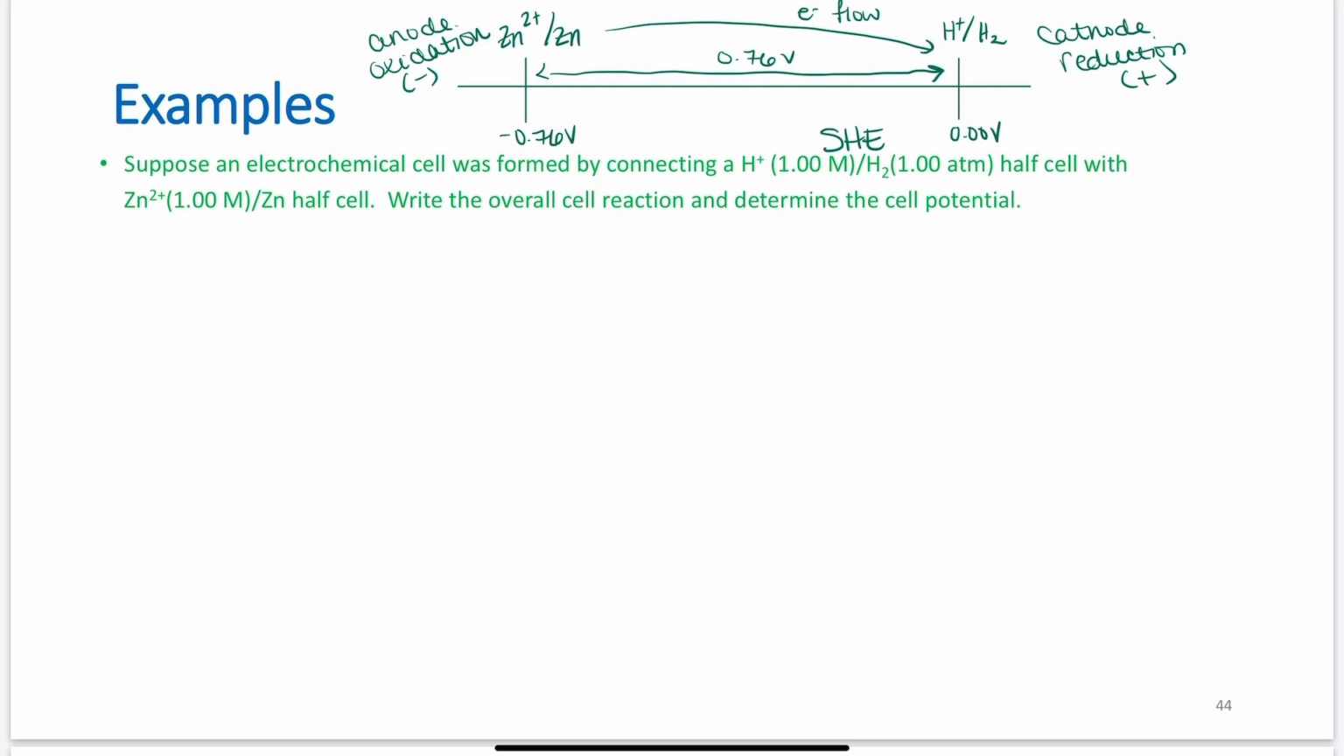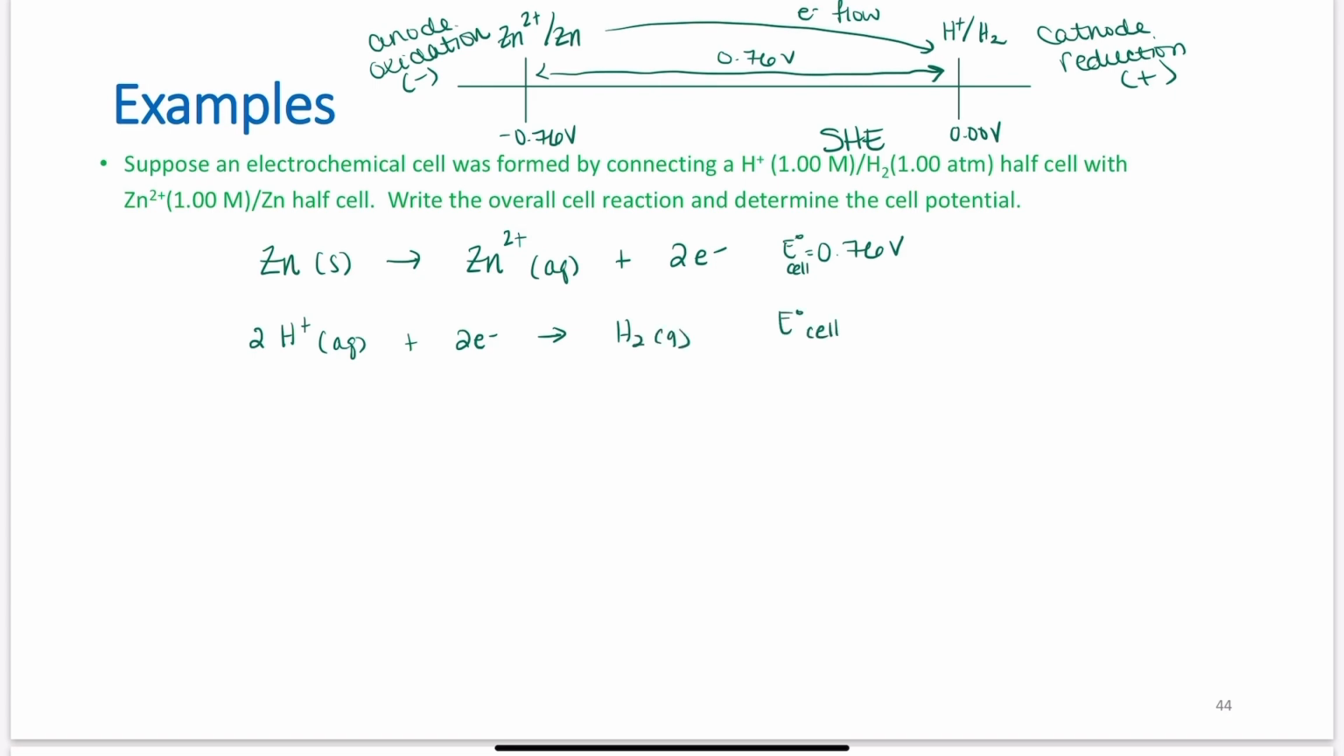So I know overall I've got zinc here. Zinc solid is going to oxidize to form zinc 2 plus and 2 electrons. And that would be a positive 0.76 volts, because when I look up the cell potential, it's negative because it's written as a reduction. And hydrogen is going to show 2 H plus ions gaining 2 electrons to form H2 gas, where the cell potential is 0.